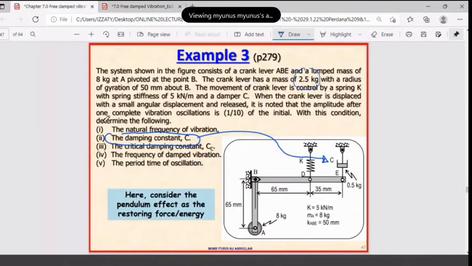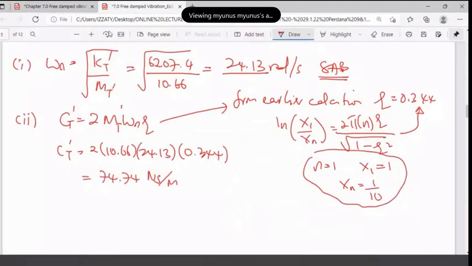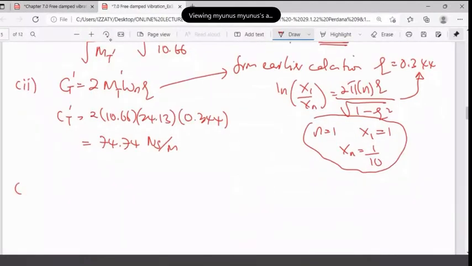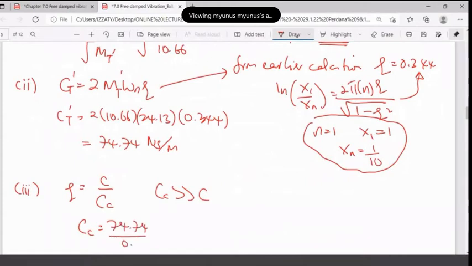The next one is to define omega d, and the critical damping. It's not very difficult. Remember the critical damping? Number 3, the critical damping is basically, remember, zeta is always C by Cc. You know the C, put it here, you know what will be the Cc. This is why you can do on your own. It's not very difficult, isn't it? So Cc is basically 74 divided by 0.344. Big thing, that's what the result.